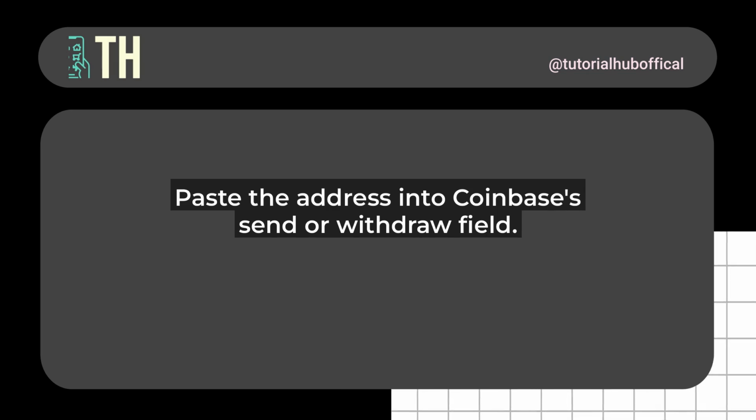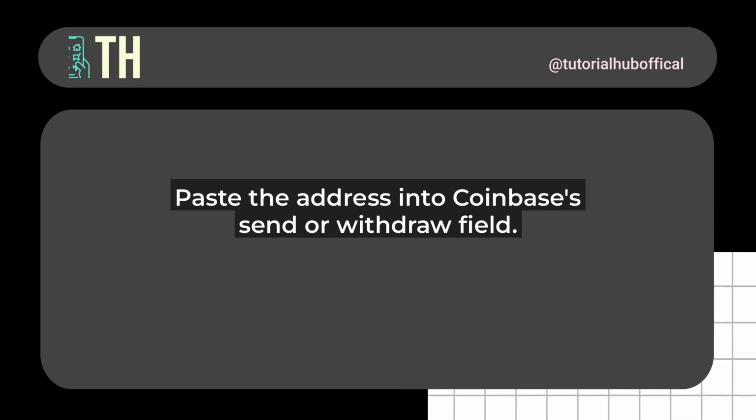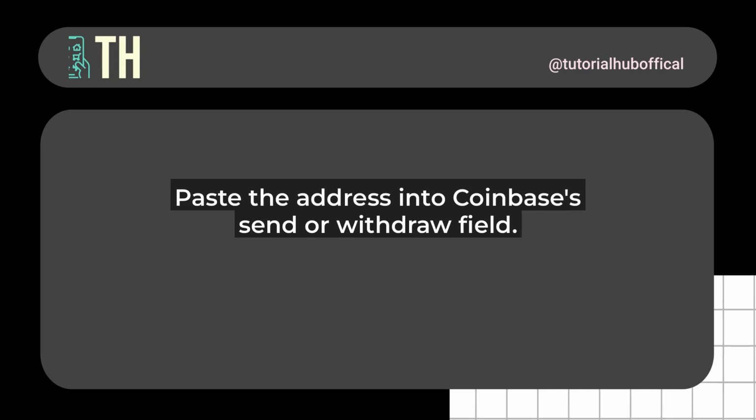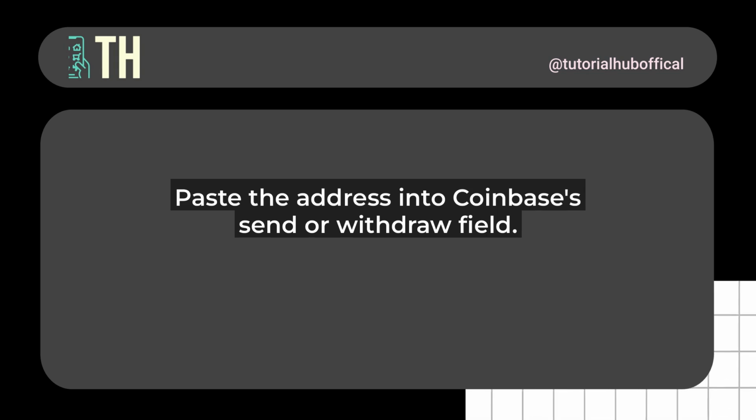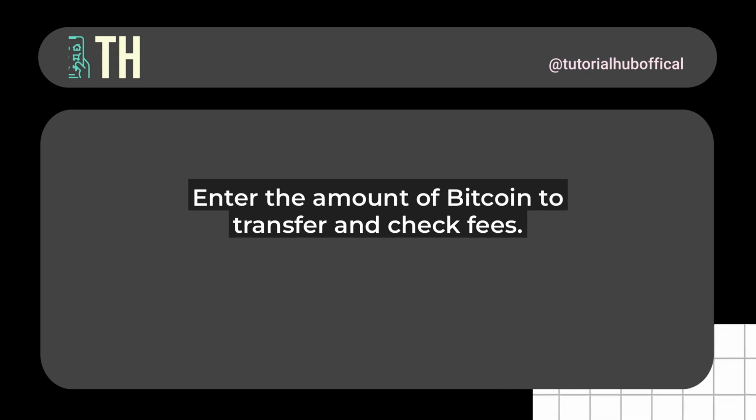Step 3. Back in Coinbase, click on the Send or Withdraw button for your Bitcoin. Paste the Bybit deposit address into the recipient field. Double-check this address to avoid any mistakes. Crypto addresses are case-sensitive and errors can lead to permanent loss.